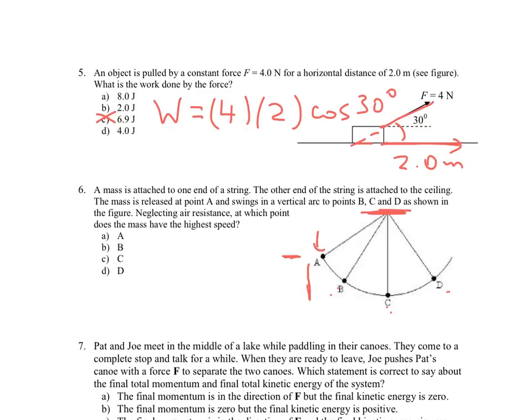Now, from energy conservation, if you lose potential energy, you must gain kinetic energy. So highest speed is highest kinetic energy, and you will gain the most kinetic energy when you lose the most potential energy. And this would correspond to point C, because in going from A to C, you lose the greatest potential energy and therefore gain the greatest kinetic energy, and therefore the mass will achieve the highest speed. So that would be C.